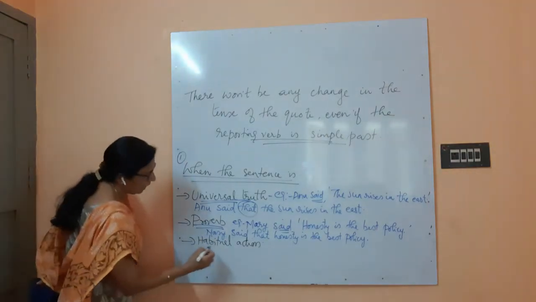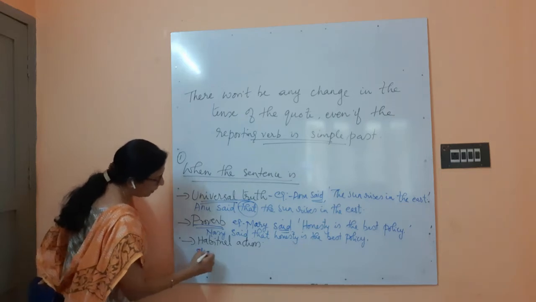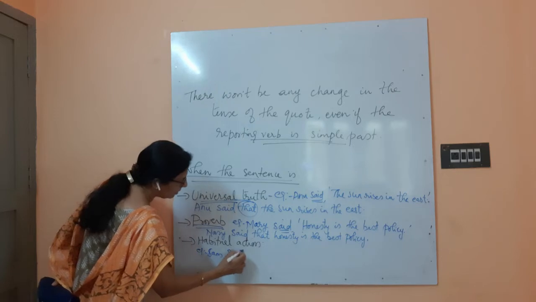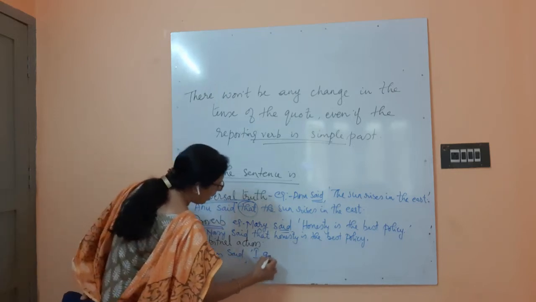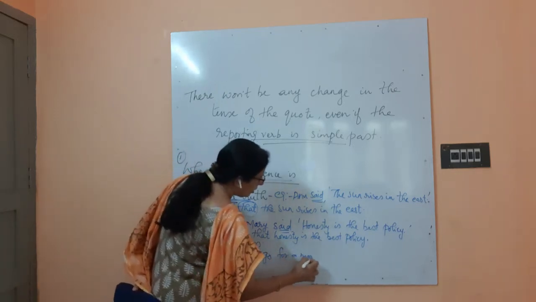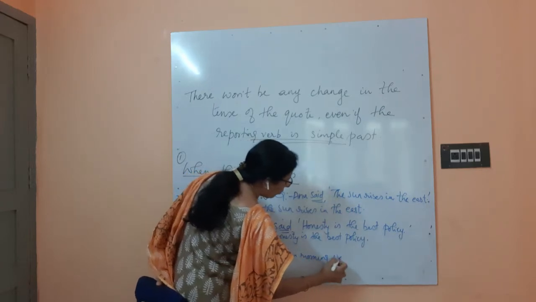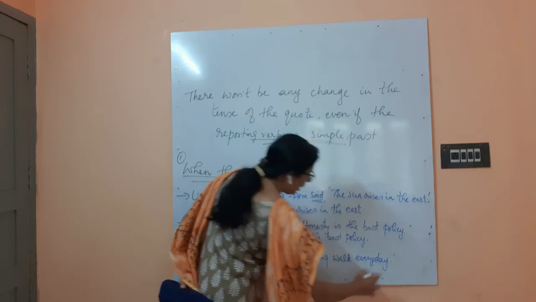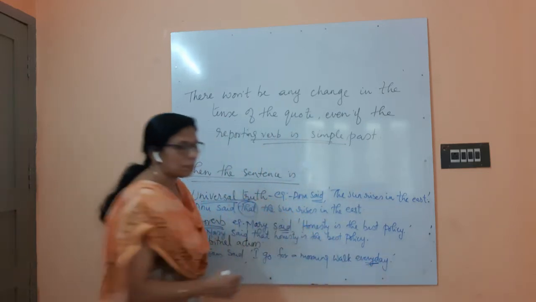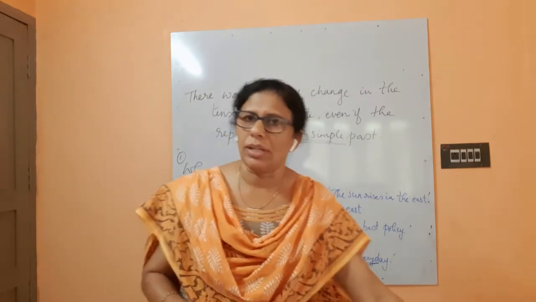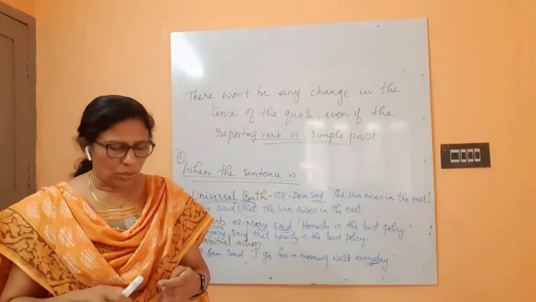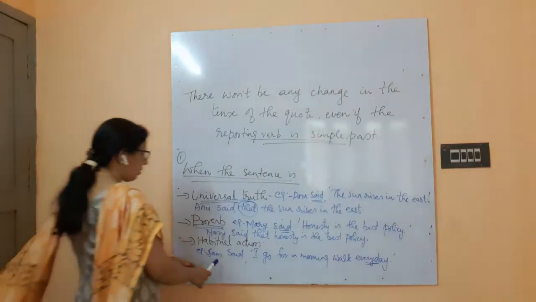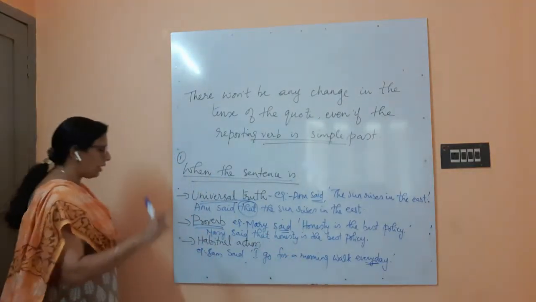Habitual action. Okay, habitual action. Example: Sam said, "I go for a morning walk every day." Okay, we know that every day specifies that it is a habitual action. Things that you do in your life daily, that is called habit. It will become a habit for you. So here also, Sam said, I go for a morning walk every day.